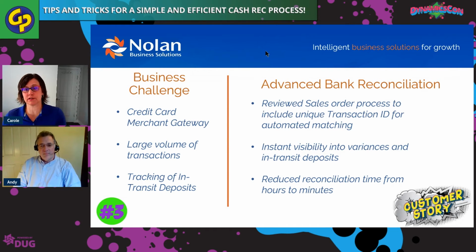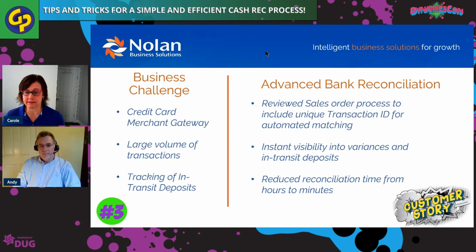The third story here is about this organization solely dependent on the cash receipts being processed through credit cards. So it's an online business, has a huge volume of transactions. It was very difficult to track all the in-transit deposits. There's always that cutoff timing you're trying to deal with your credit card merchant. So essentially with our tool, also reviewing the sales process, like you were suggesting, it was a matter of just tweaking that a little bit to have that unique transaction ID being processed in GP, and then this automatically helped with the reconciliation to the credit card merchant gateway.